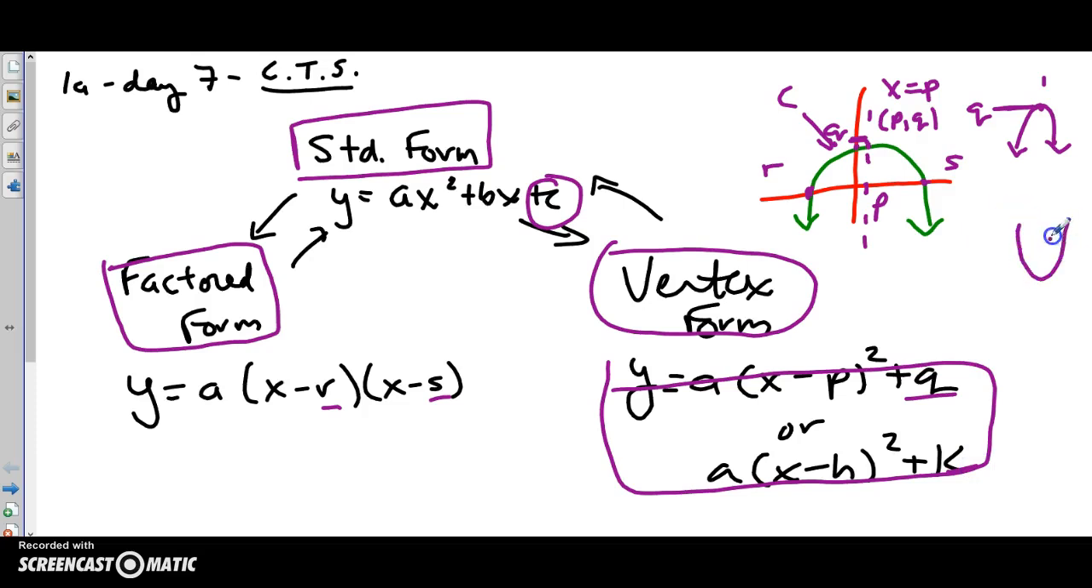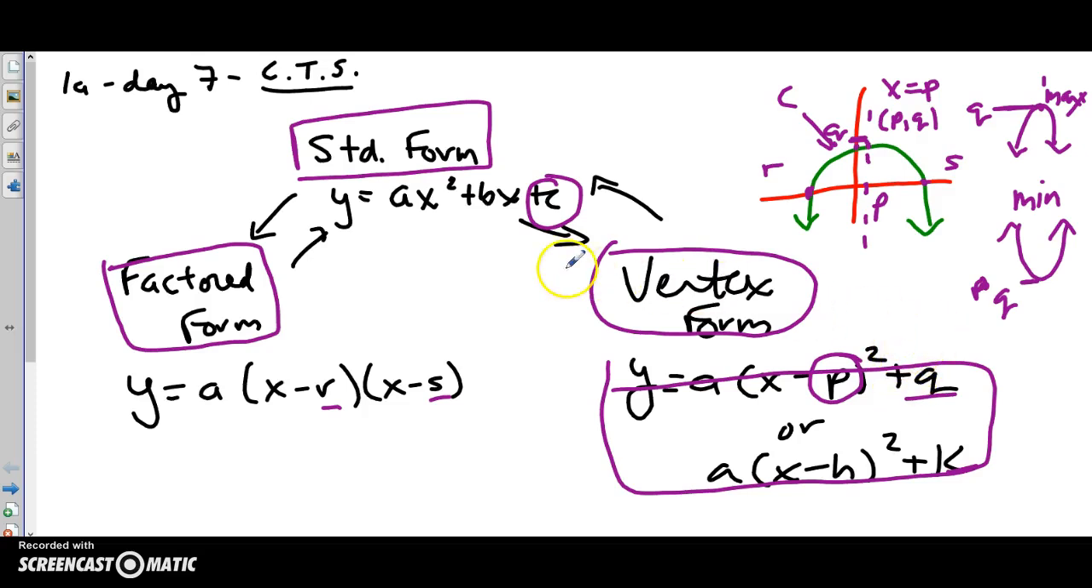If my parabola opens upwards, then it goes down to a minimum value of q or k, and then it comes back up. So these guys have max values, and these guys have min values. All right, so a minimum value. And when does the minimum value take place? It takes place when x equals p or h.